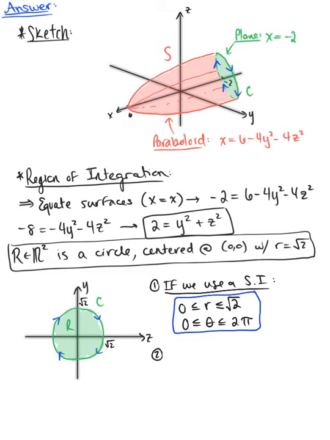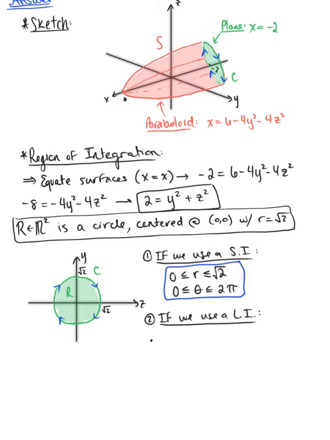Now what about if we were going to use a line integral? Well, we would need a one parameter description for this region. So we could say that x of t is equal to negative 2. And why, you might be asking? Well, don't forget that if we look back up at our three-dimensional sketch, this curve is in the plane x equals negative 2. So this is because C is in the plane x equals negative 2.